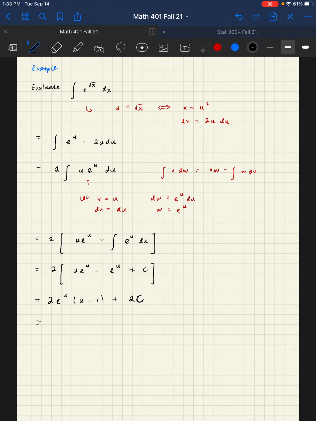Then we just replace u back, because we have to, in terms of the original variable being x. So we have 2 e to the square root of x times u minus 1, so u is square root of x, minus 1, plus 2c, which I'm not going to call c1. That's your answer. It's not bad.